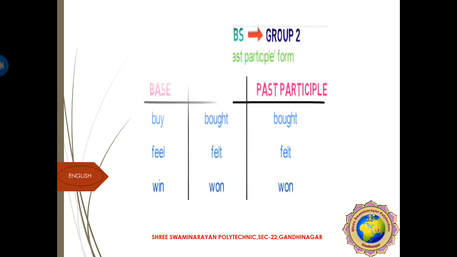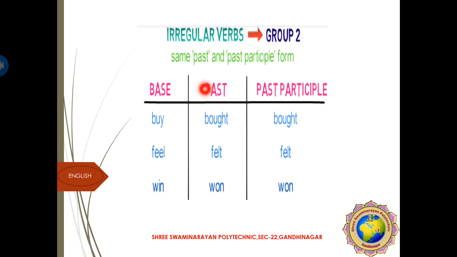Now for the second group. What is the second group? The past form and past participle form are the same. It means this form and this form are the same, but the base form differs. Buy, bought, bought; feel, felt, felt; win, won, won. So here these two are the same. Here the past form and past participle form are the same. It's called group 2. Remember this: irregular group 2 is past and past participle, it means V2 and V3 are the same.